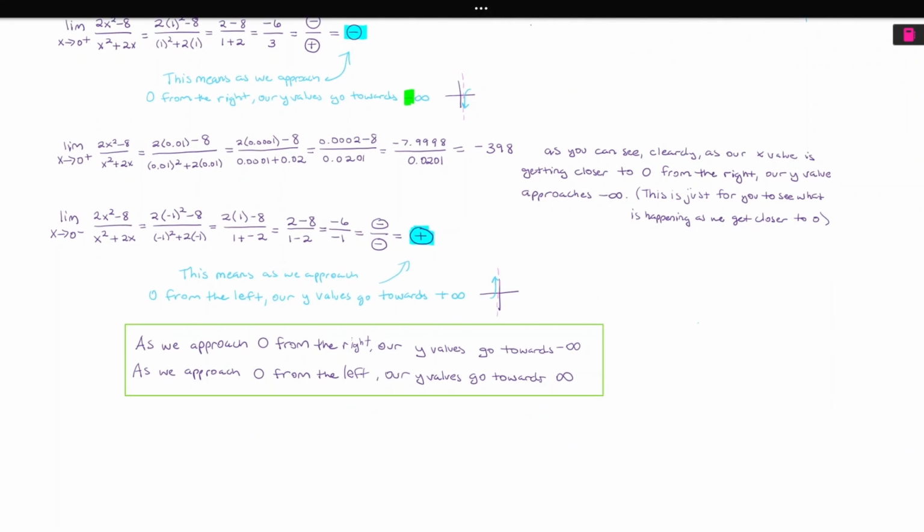And then from the left, I tried negative 1, and I got a negative over a negative, which ends up being a positive, which means as we approach 0 from the left, our y values go towards positive infinity.